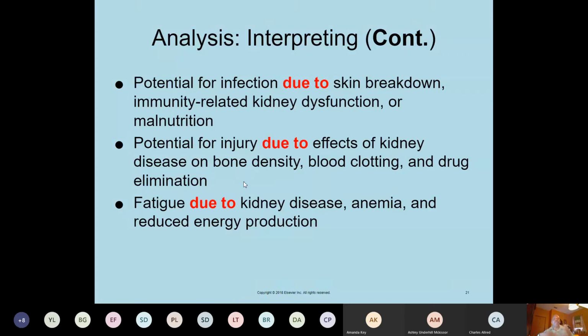So just begin to think about all these interventions that you can come up with. And as you're reading your textbook, be thinking about these interventions that can be done.